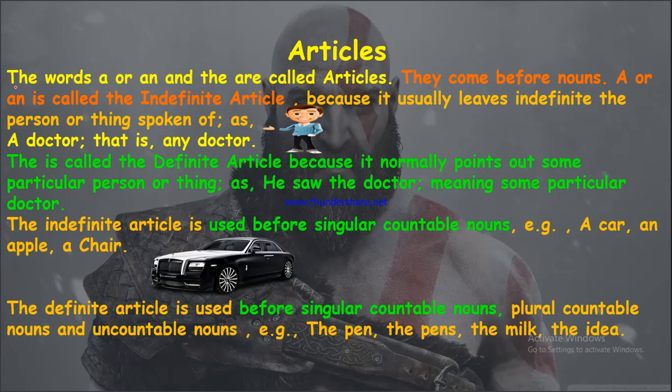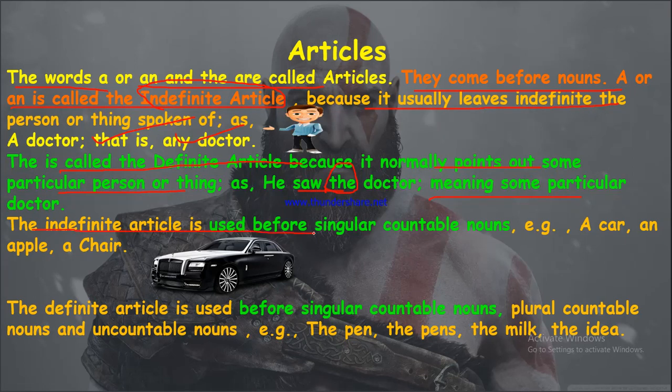Okay. So the words a or an are called articles. They come before nouns. A or an are called indefinite articles, because there is no definite idea about the person. For example, a doctor, that is any doctor. The is called the definite article, very important because it normally points out some particular person or thing. He saw the doctor means some particular doctor.